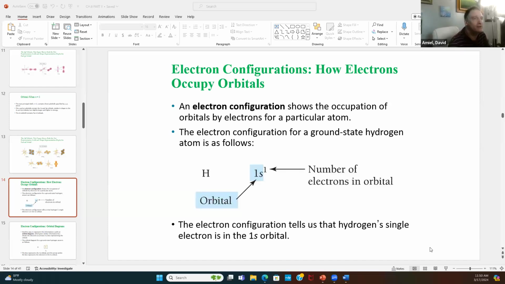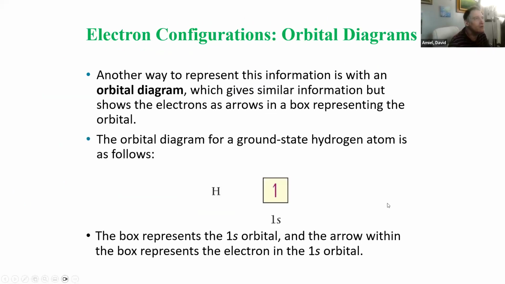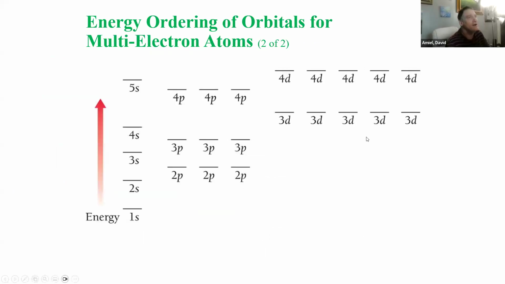So here we are back to the PowerPoint. And I did a lot of this stuff out so we can skip over it. Pauli exclusion principle has to have opposing spins, spin up and spin down. Now here is the order of infilling. So this is how you fill in the electronic configurations.